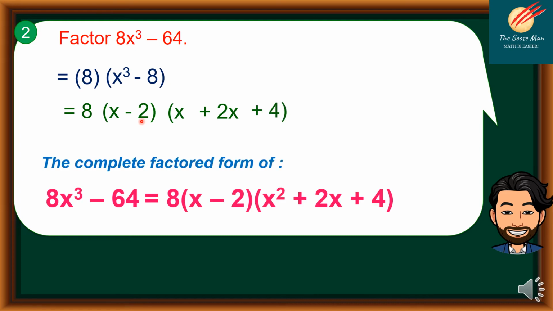Therefore, the final factor, or the complete factored form, of 8x cubed minus 64 is equal to 8 times x minus 2 times x squared plus 2x plus 4.